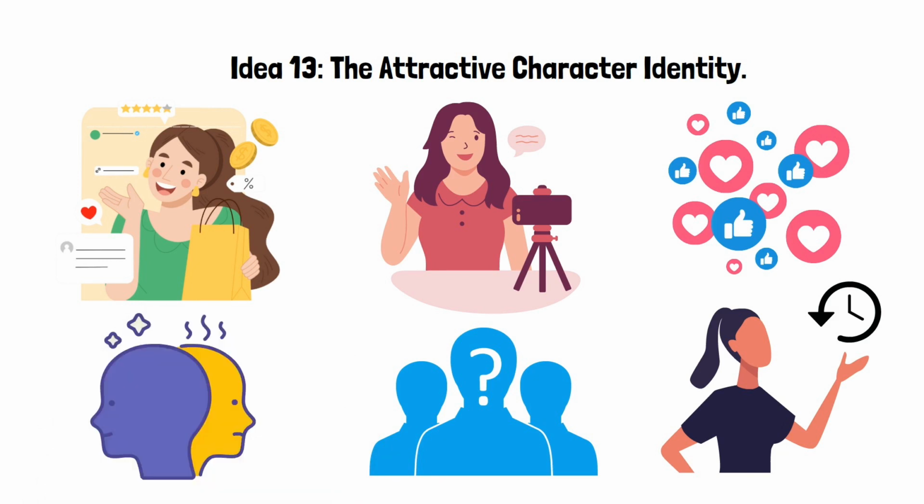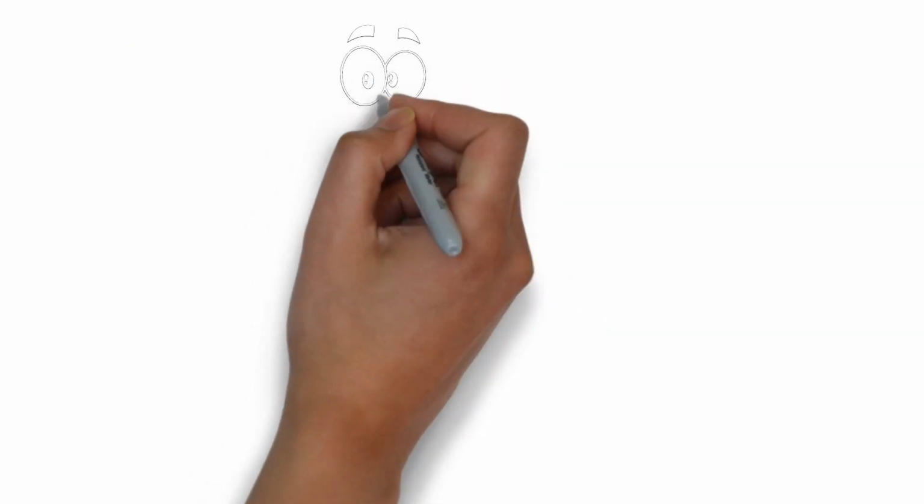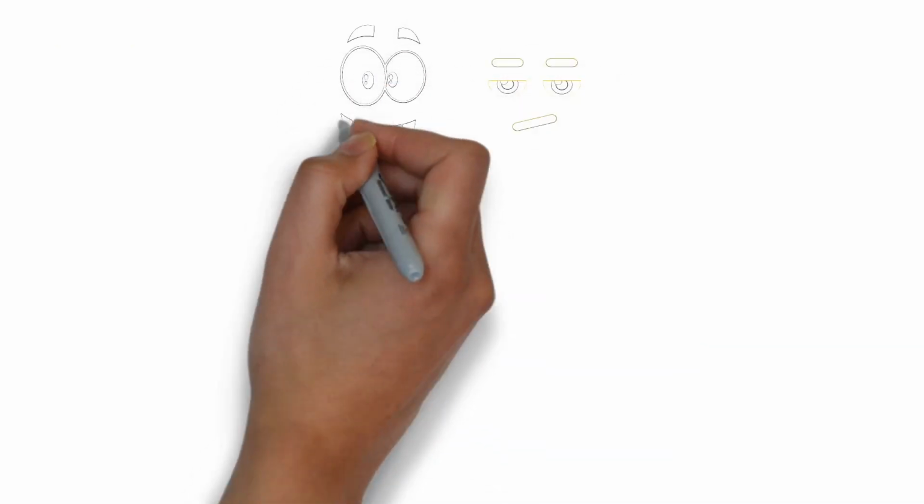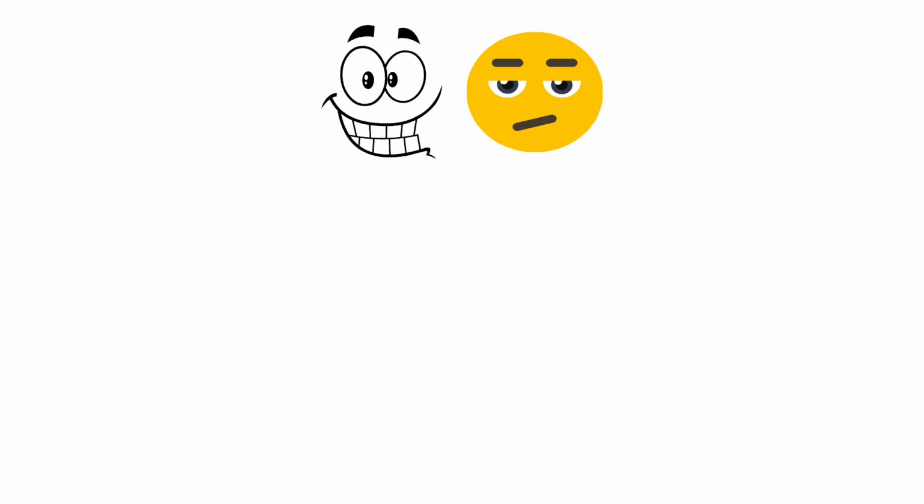These traits make the character feel like a real person, not a marketing robot. They could be quirky, funny, serious, or any mix that feels right for you and appeals to your audience. Another part of the character is sharing their flaws.